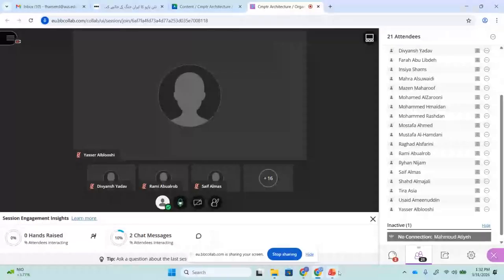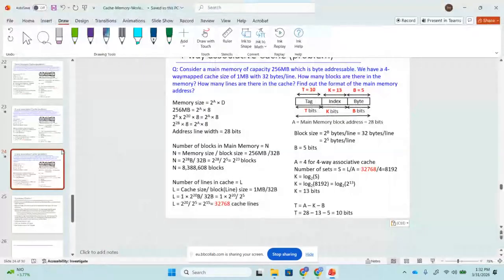Is the screen visible to you? Yes or no? No, Professor. It's not visible now? No, still. Maybe when I plug in my writing pad, this causes a problem. I don't know why. I'm sharing it again. Is it visible now? Now it is. Okay, good.